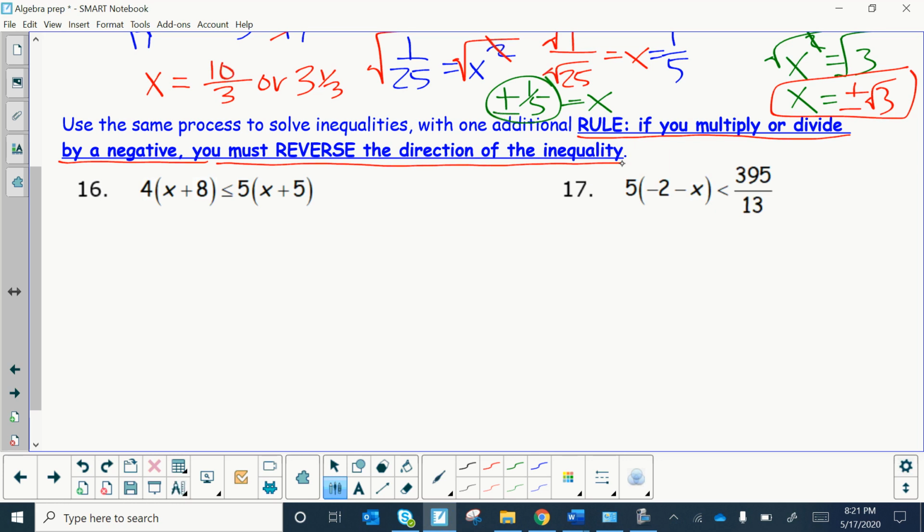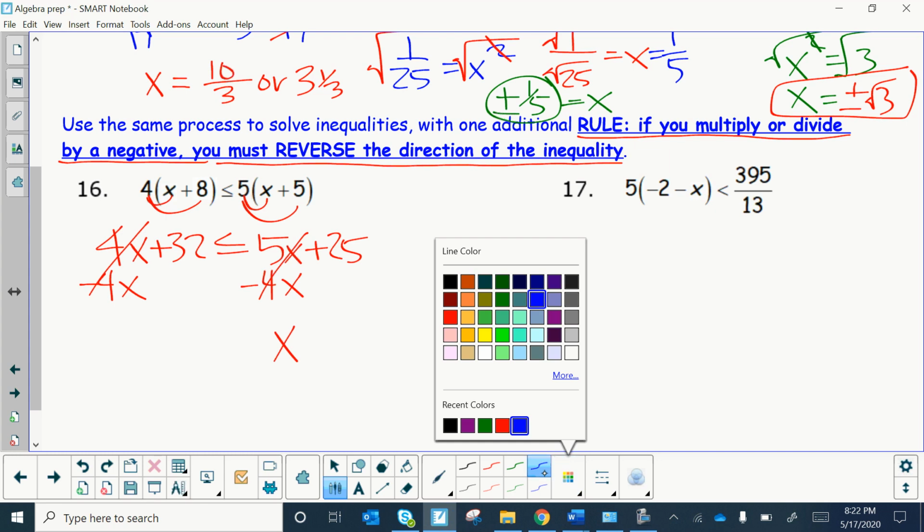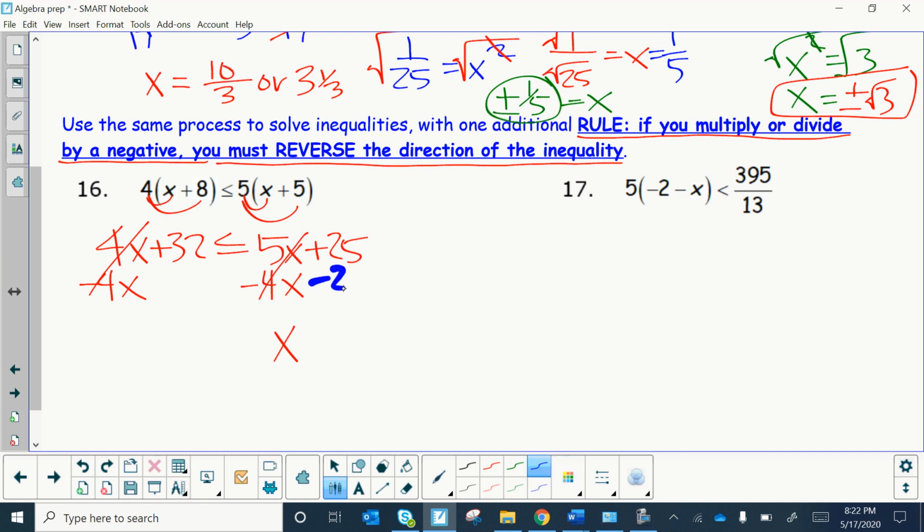Over here I have distributing that I need to do. So I get 4x plus 32 is less than or equal to 5x plus 25. I'm going to minus 4x from both sides, minus 4x. That leaves me with x. I'm going to go ahead and subtract.